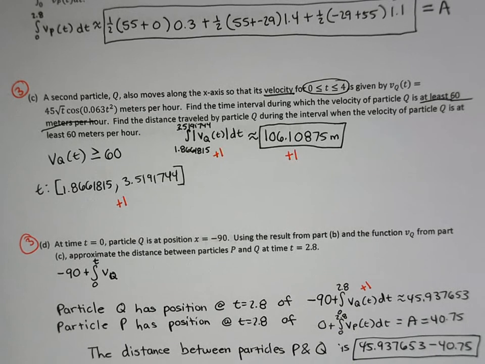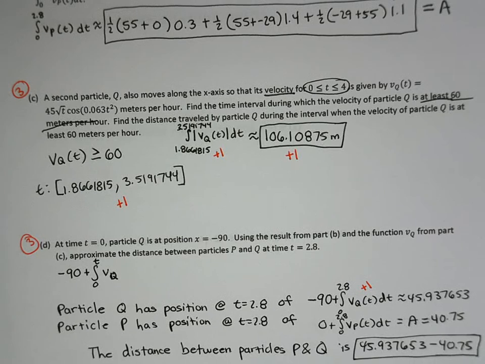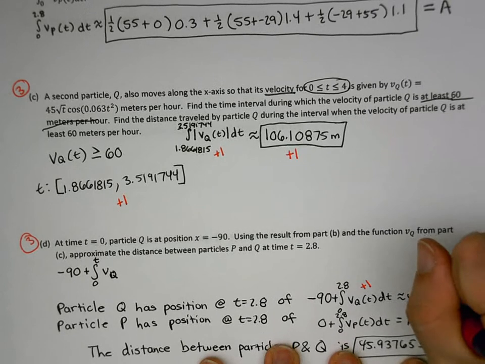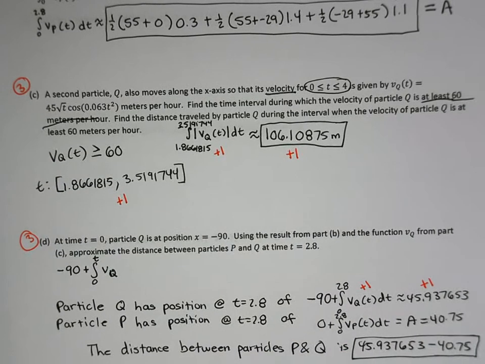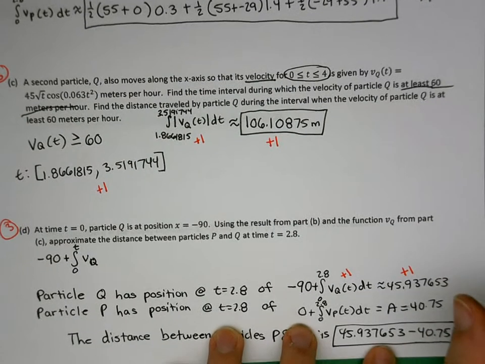You would have gotten 1 point just for doing the integral piece. You got a second point for then including the -90, being able to find the position of particle Q. And then your third point came from your final answer. Okay?